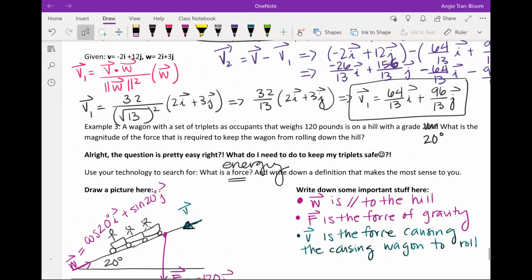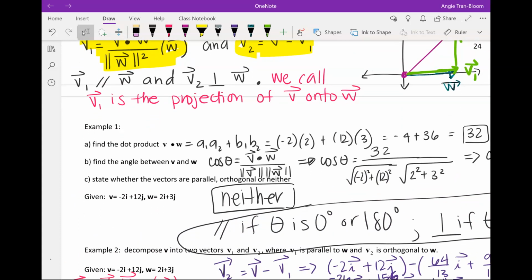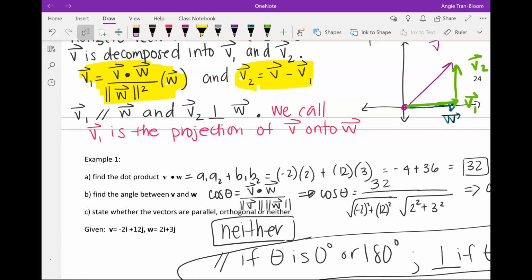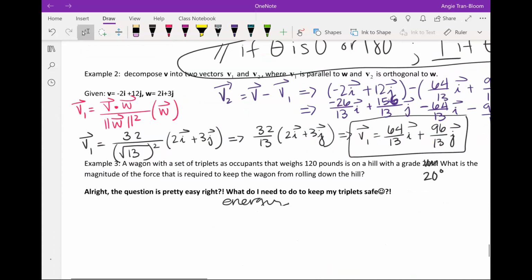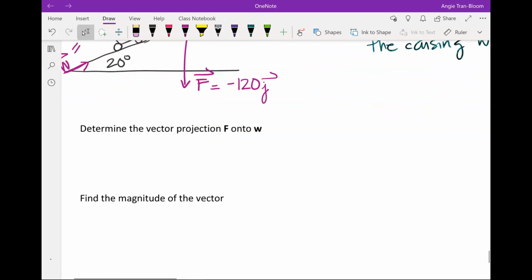Earlier we did the projection definition and we wrote that V1 is the projection of V onto W. Well, we don't have V1, we have F and W. So we have to rewrite this formula to match the new vector names. We'll write the old one first. Earlier, the old one said V1 equals the dot product of V and W over... This is your old definition, and we'll take out variables and replace them with new ones.